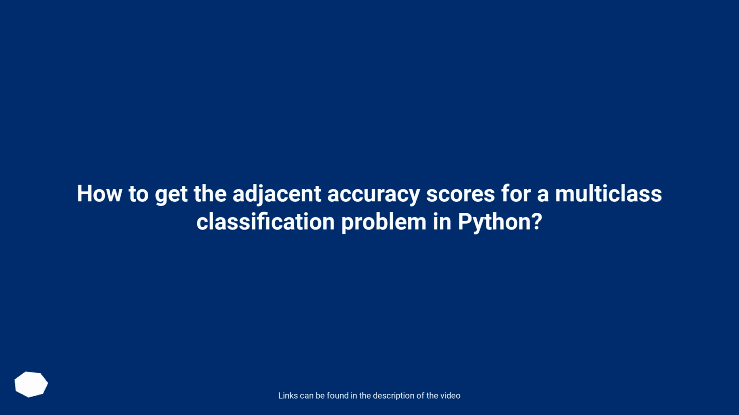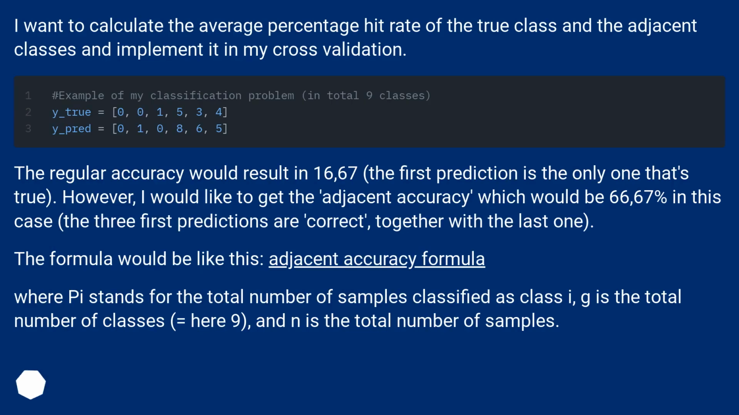How to get the adjacent accuracy scores for a multi-class classification problem in Python. I want to calculate the average percentage hit rate of the true class and the adjacent classes and implement it in my cross-validation.